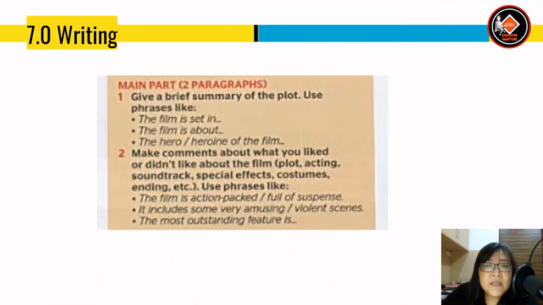Next, you have the main part. You can write in 2 paragraphs. Give a brief summary of the plot. Use phrases like the film is set in, the film is about, the hero or heroine of the film. Okay, so you can write the summary of the storyline.